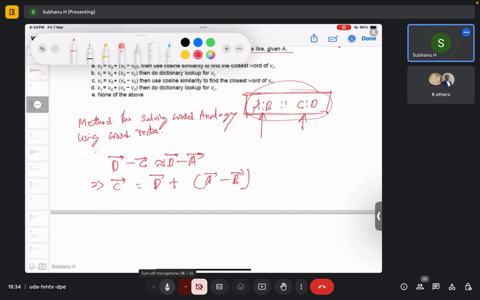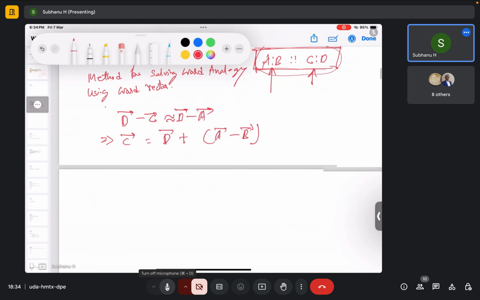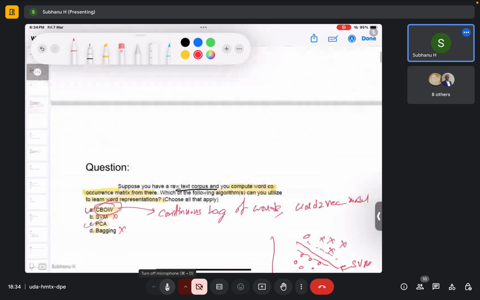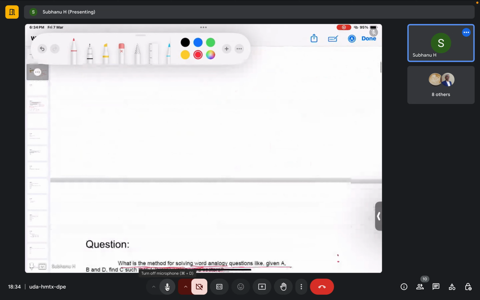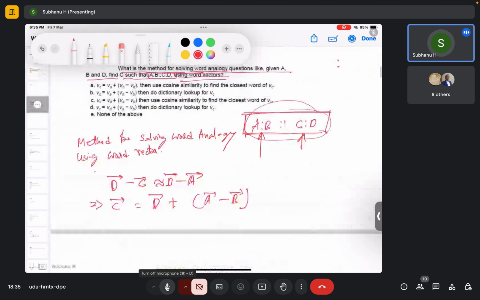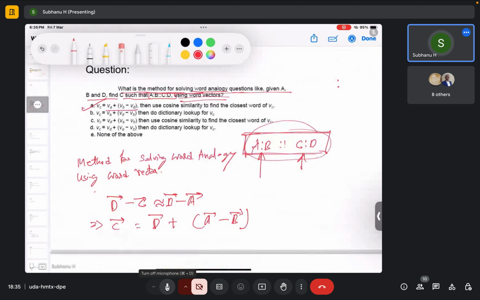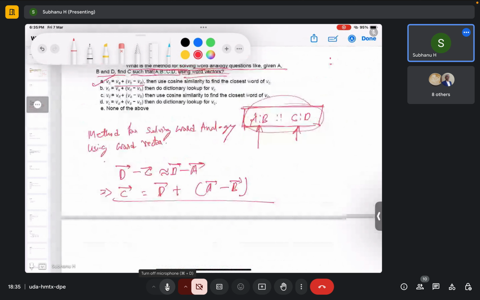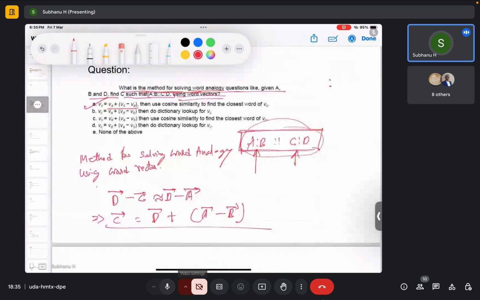Okay, fine. So then what do we have to do? The first option is VC is equal to VA plus VB minus VD. I have shown it here. Which option do you think is the correct one?